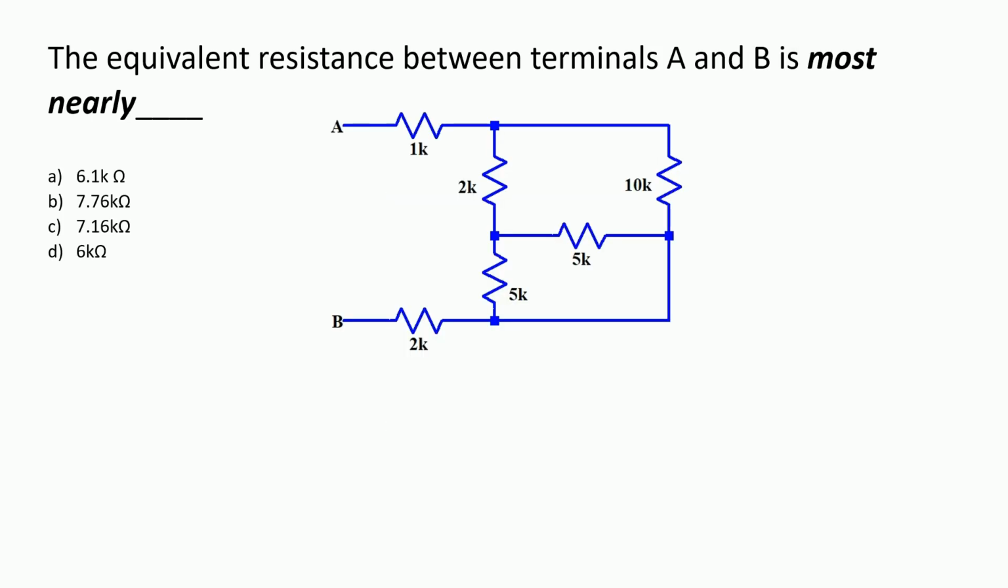The equivalent resistance between terminals A and B is most nearly A, 6.1 kiloohms, B, 7.76 kiloohms, C, 7.16 kiloohms, and D, 6 kiloohms. You're going to find quite a few of these types of questions on the FE exam where they ask you what is most nearly the correct answer. So some of these things actually may not be exactly correct, but you're going to have to do your best.